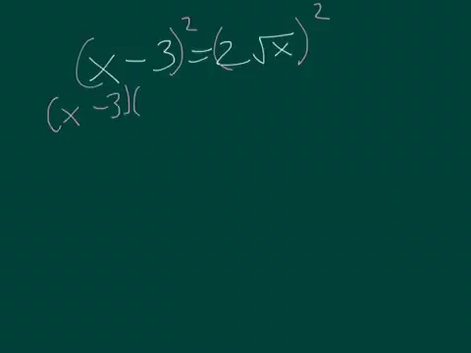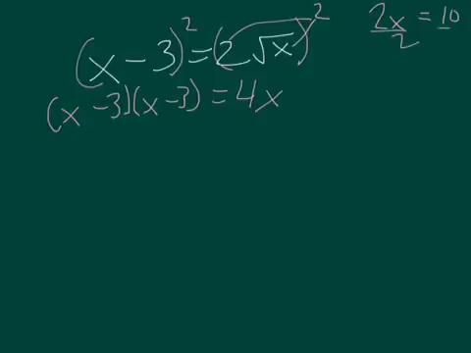So on the left, I'll have x minus 3 times x minus 3. And on the right, 2 squared is 4. And the square root of x squared is just going to give me x. So again, our whole purpose in squaring a square root is to get it to go away. It cancels. It's the opposite. Like we talked about earlier, if I have 2x equals 10, I divide by 2 because that's the opposite of what we see. So what's the opposite of a square root? Squaring it. So on the left-hand side, I have a FOIL problem because I have 2 terms times 2 terms.